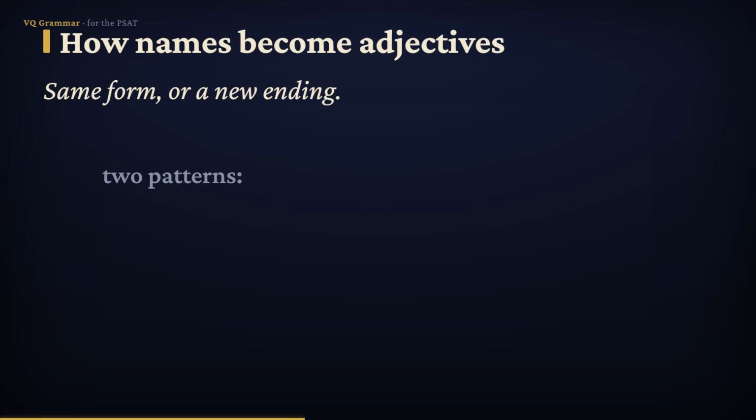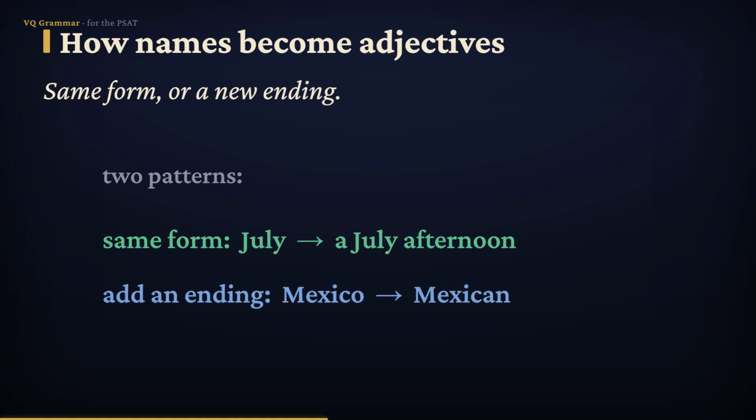How does a name become an adjective? Two patterns. Sometimes the name keeps the very same form, like July, which gives us a July afternoon. But more often you add an ending. Mexico becomes Mexican. Egypt becomes Egyptian. Japan becomes Japanese. Turkey becomes Turkish. The common endings are -an, -ian, -ese, and -ish. Either way, the capital letter stays.